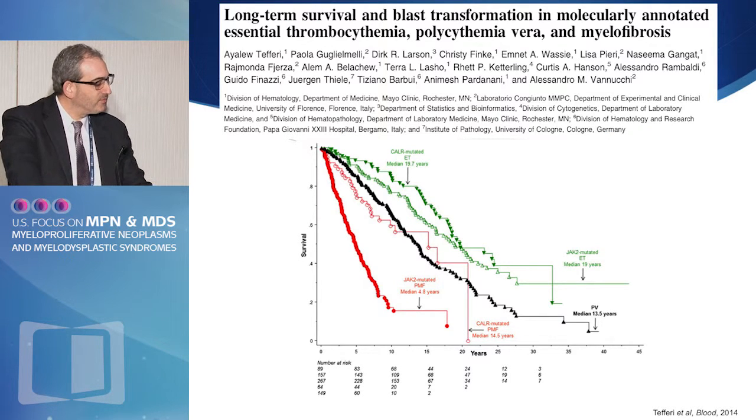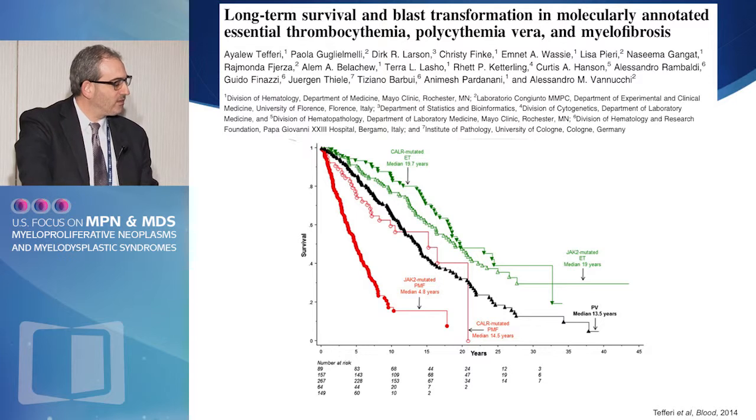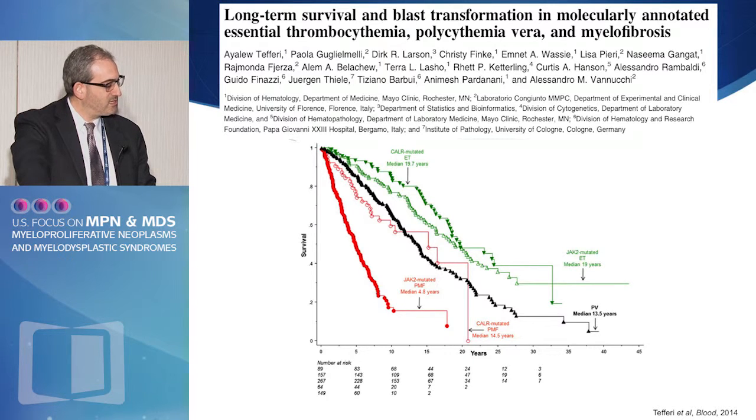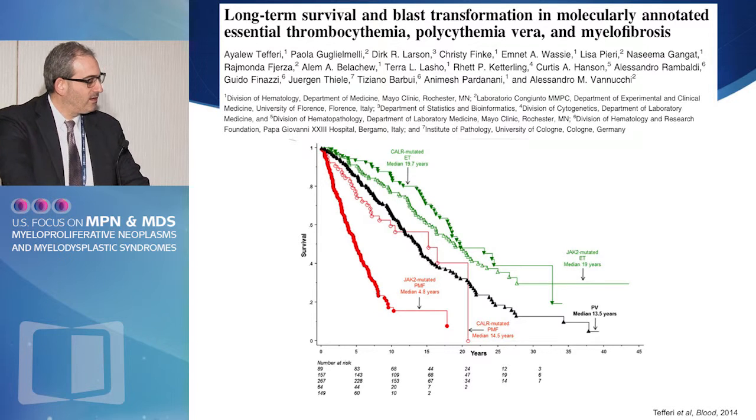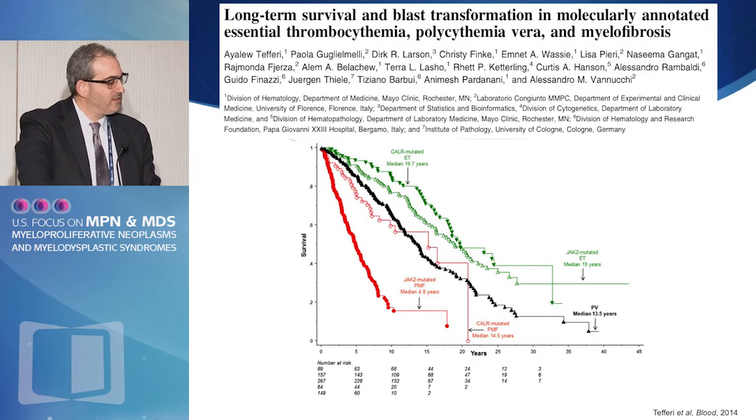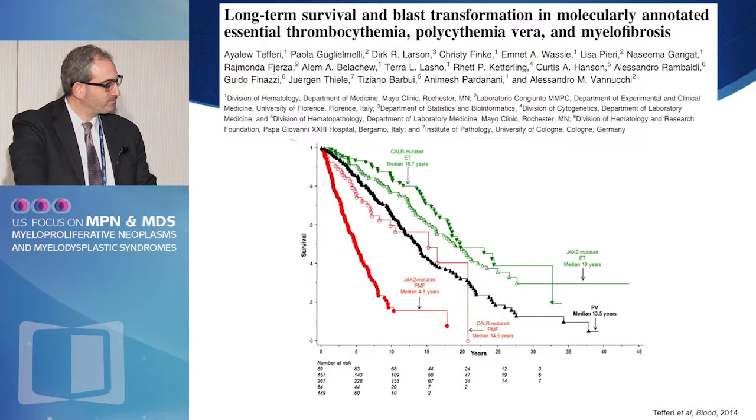And then finally, regarding this issue of survival of JAK2 versus CALR mutated ET, the study by Alessandro Vannucchi and his Italian colleagues showed that the survival of CALR mutated ET is about 19.7 years, and for JAK2 mutated ET about 19 years. Again, no significant difference in survival in ET patients if you have JAK2 versus the CALR mutation.